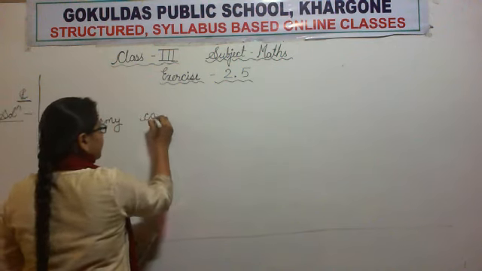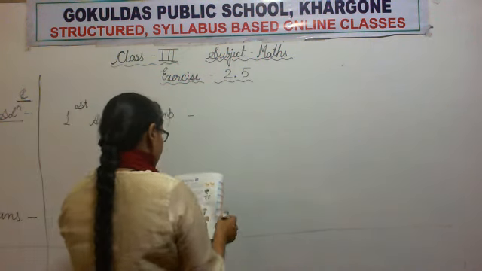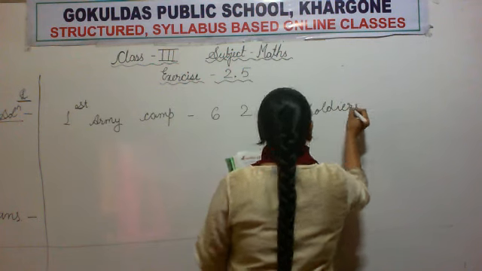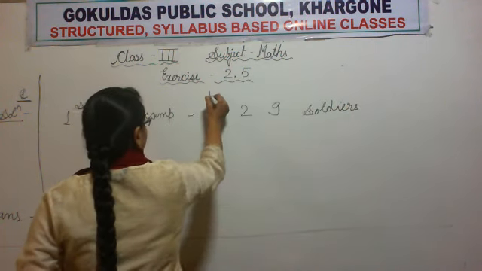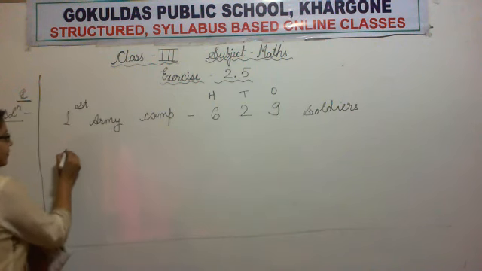First army camp. How many soldiers are there? Very good. 629 soldiers. Now we will again write hundreds, tens and ones. Now second army camp.